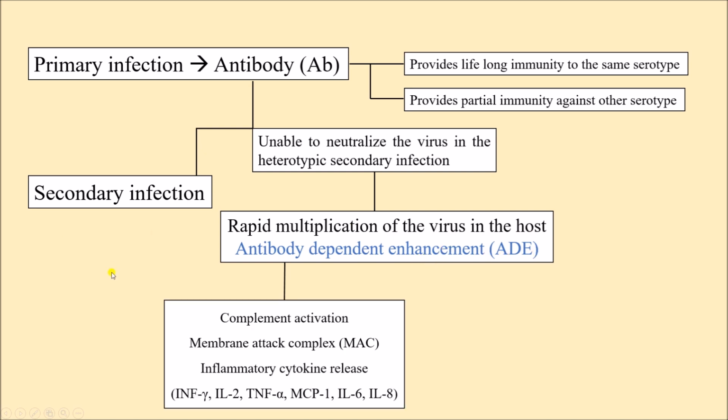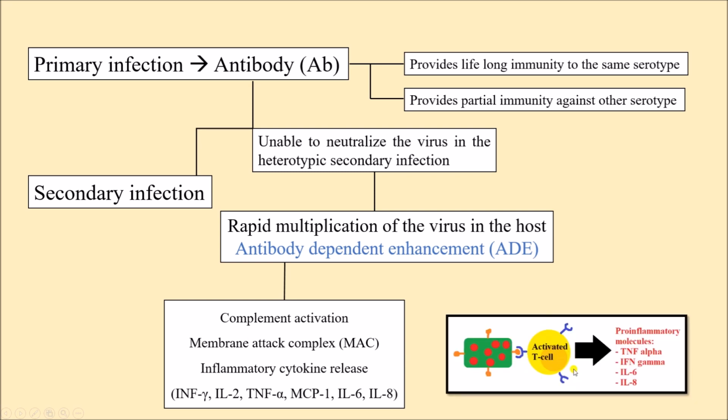And because of that, there is complement activation, formation of membrane attack complex, and inflammatory cytokine release. So different cytokines like interferon gamma, interleukin 2, interleukin 6 and 8, tumor necrosis factor alpha, and also monocyte chemoattractant protein 1. So these are different cytokines, pro-inflammatory molecules. This is something we already discussed in an earlier slide.